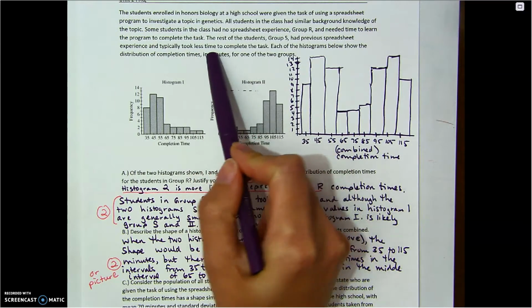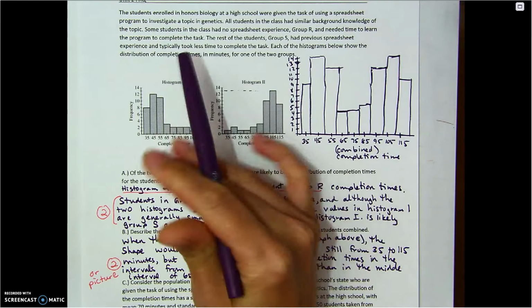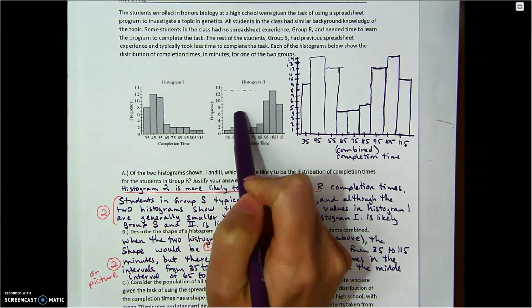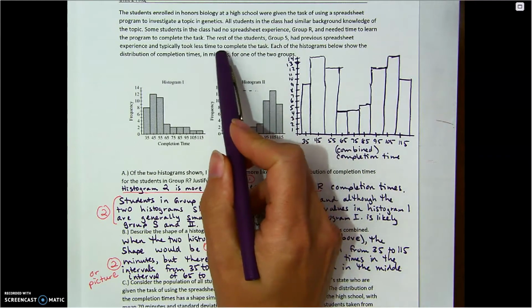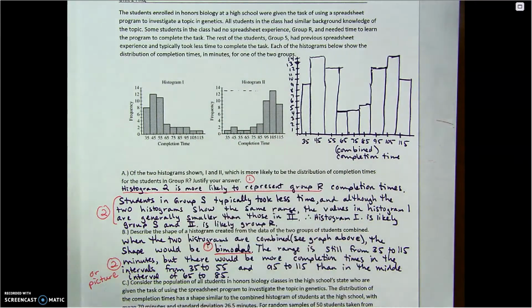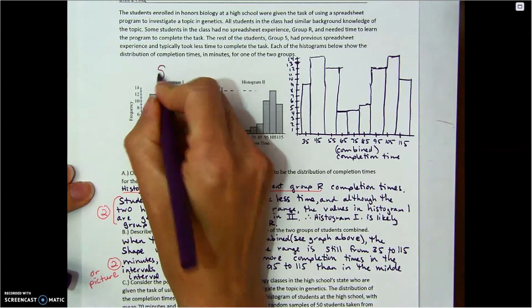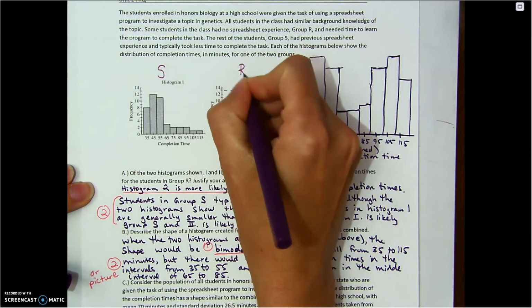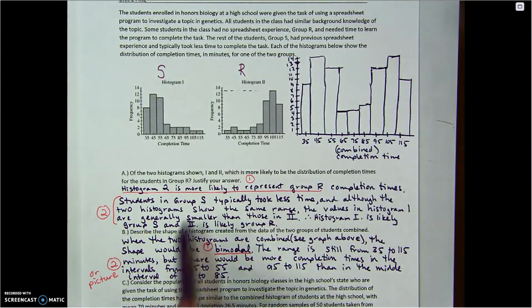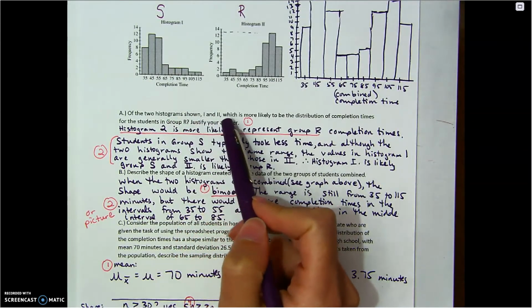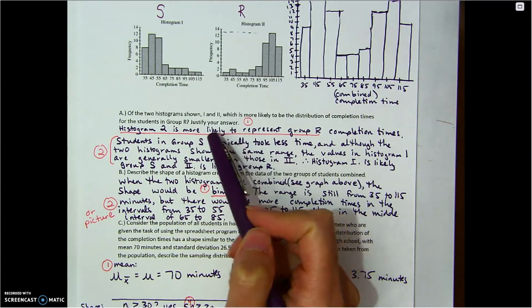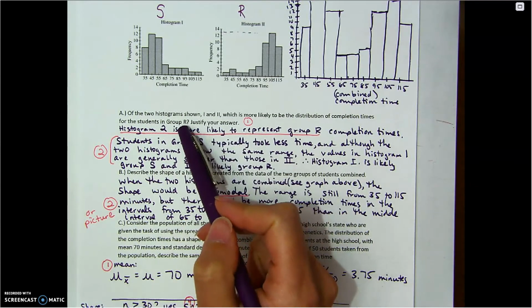task. All right, so when you look at it without even going down here, you can kind of see we're comparing group R and group S. If group S has less time to complete it, I'm thinking that this one is group S and this one's probably group R. All right, so A asks, of the two histograms shown, 1 and 2, which is more likely to be the distribution of completion times for students in group R?